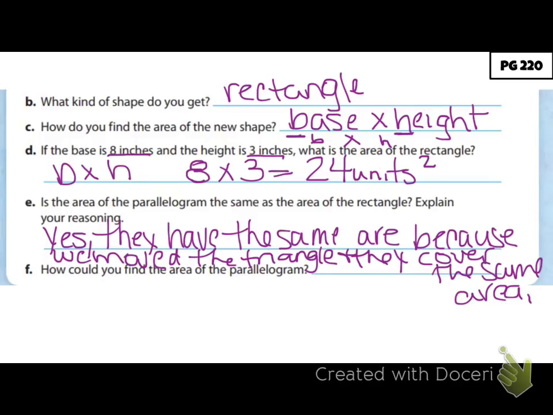Okay, and then F says, how could you find the area of the parallelogram? Well, if they cover the same area, we just took one piece and moved it to another side, we'd do the same thing as we do here. You would multiply the base times the height.